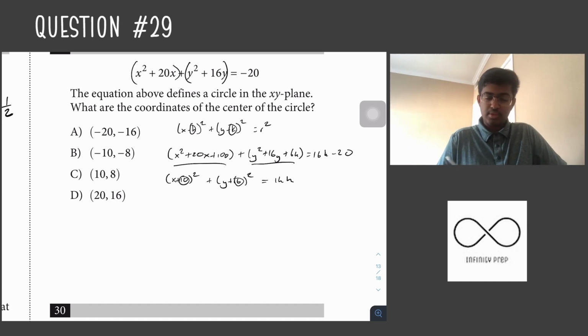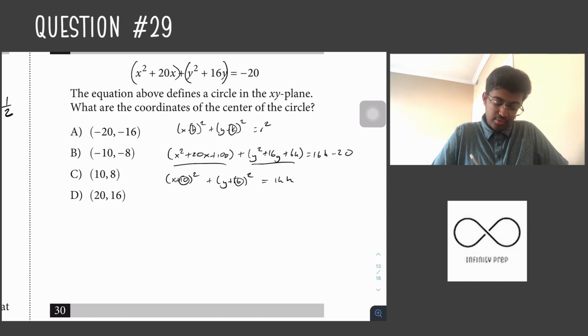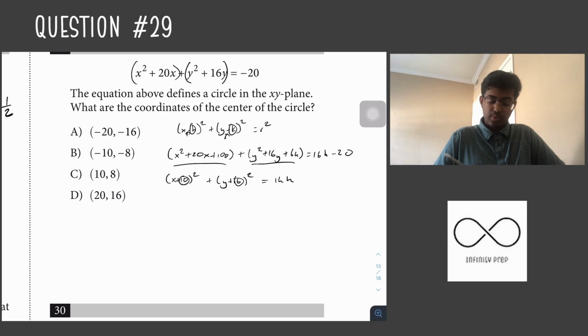10 and 16 correspond to h and k. But notice right here that there's a minus before both the h and k. What this means is we have to flip the sign before the 10 and... I messed up right here. It's supposed to be y plus 8, because 8 times 8 equals 64, and 8 plus 8 equals 16. So it's y plus 8 squared. So the 10 and 8 correspond to h and k, and we have to flip the sign for them because there's a minus right in front of the h and a minus right in front of the k.